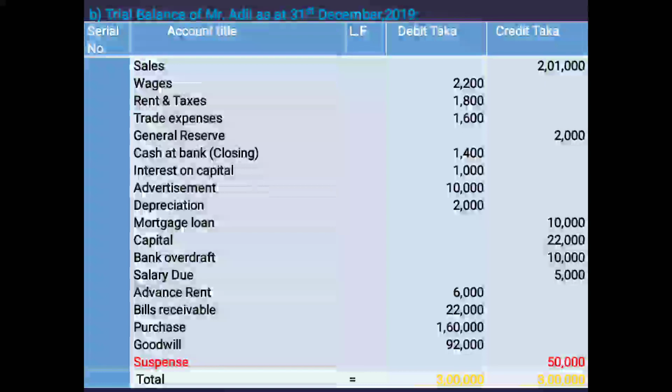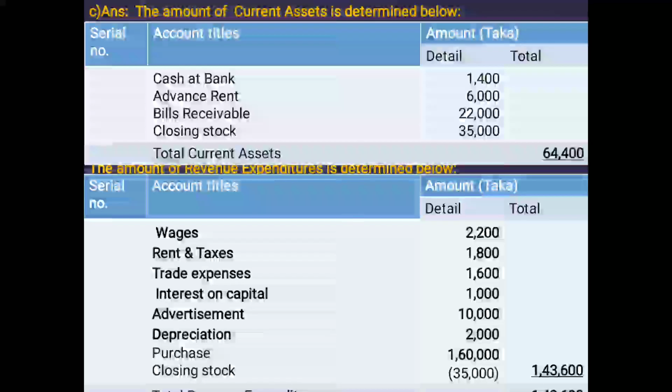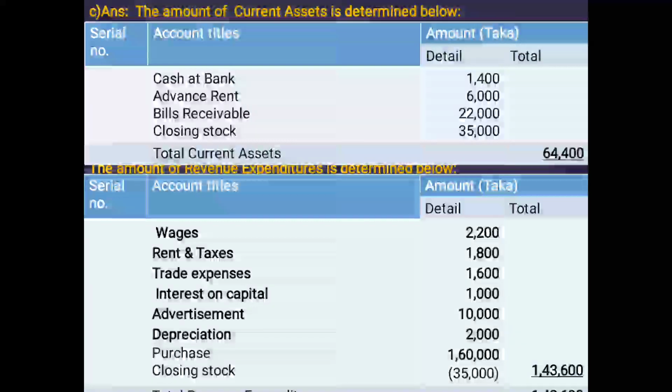Dear learners, I think you have already completed the trial balance. Now we can go for solving requirement C, that is the amount of current assets and revenue expenditure. From this, we have to identify the current assets or short-term assets and the amount of revenue expenditures or expenses. At first you have to write the current assets in this way.